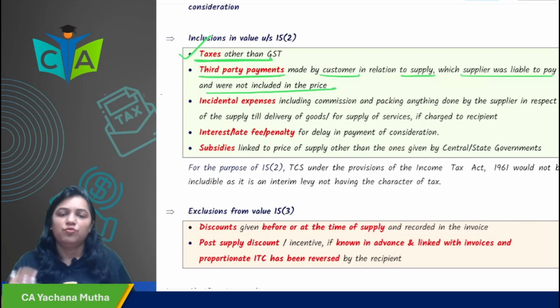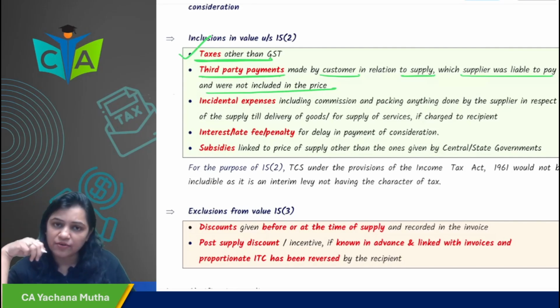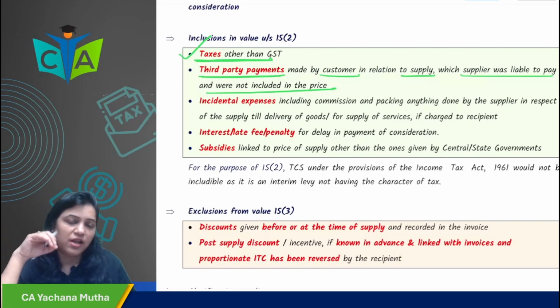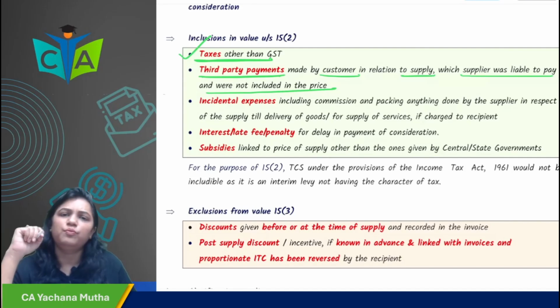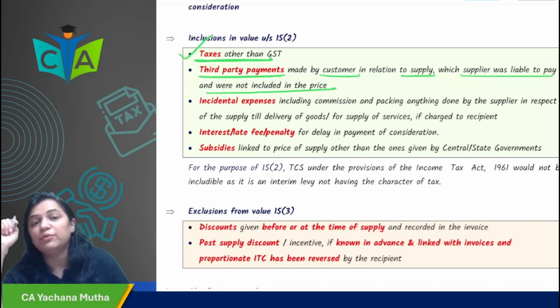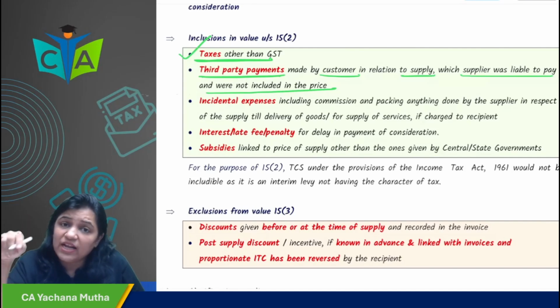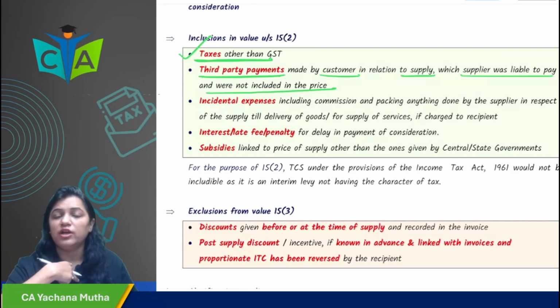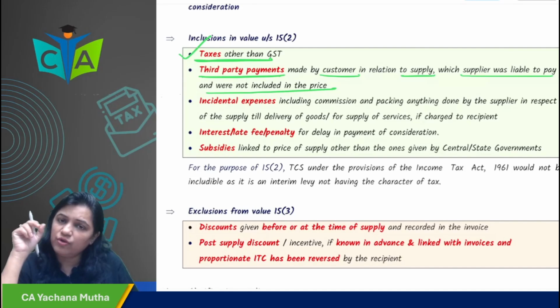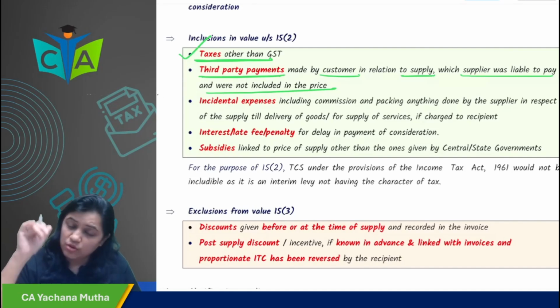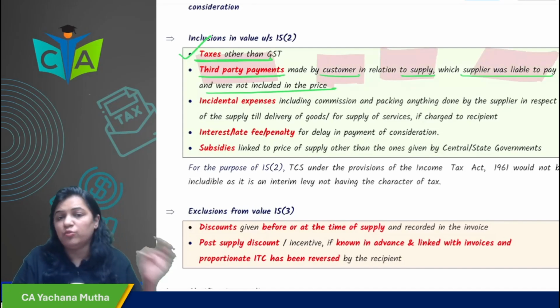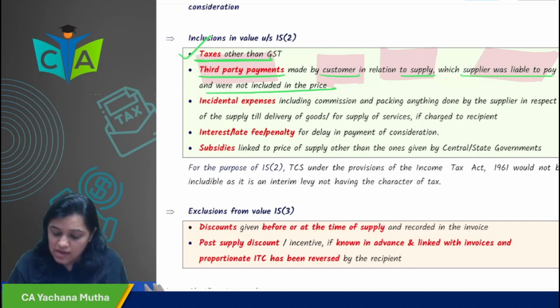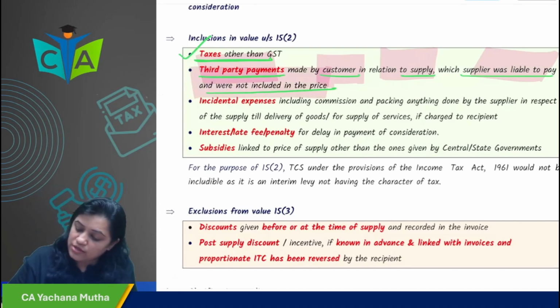Okay, so for example, I have purchased a flat. The flat value is 1 crore rupees. 90 lakhs I have paid to the builder. The builder said, pay 10 lakhs to a third person, I have to pay him for the cement actually. So you make payment of 10 lakhs to him. Who was required to pay that liability? The supplier. But who has incurred it? I have incurred it. So it would be included as per 15(2). This is a third party payment made by the customer in relation to supply, which the supplier was liable to pay. Whose liability was it to pay? The supplier's. And it was not included in the price. So it is to be included.